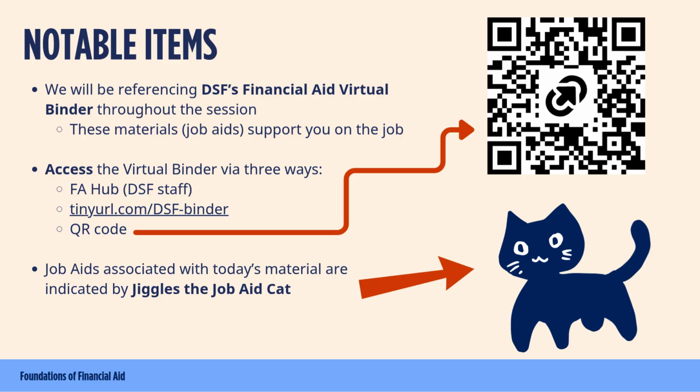You'll also see throughout our slides today this little cat. We call this cat Jiggles, the job aid cat. When you see Jiggles on the slides, you will know that there is a job aid or a resource material available to you in the binder that supports the content that we're talking about.